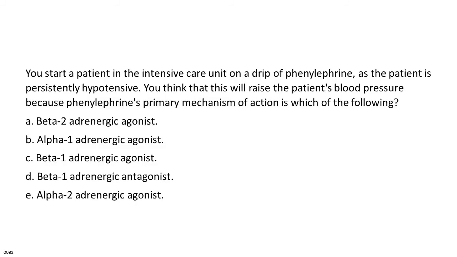You start a patient in the intensive care unit on a drip of phenylephrine, as the patient is persistently hypotensive. You think that this will raise the patient's blood pressure because phenylephrine's primary mechanism of action is which of the following? A. Beta-2 adrenergic agonist. B. Alpha-1 adrenergic agonist. C. Beta-1 adrenergic agonist. D. Beta-1 adrenergic antagonist. E. Alpha-2 adrenergic agonist.